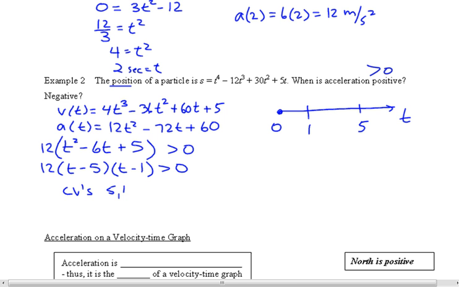Right? Because in all of our problems, you don't have negative time. So we start at 0. Okay, so let's do our test. Our first critical value will have to be between 0 and 1, so maybe a half. Half minus 5 will give you a negative, and half minus 1 is also a negative. Two negatives give a positive. Now it's a quadratic, so we know negative and then positive.